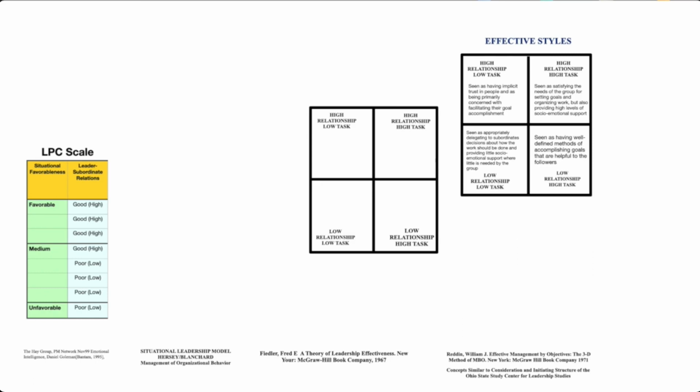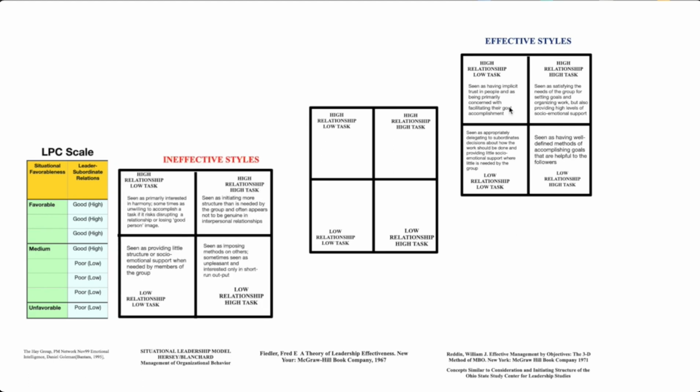narratives that was provided by Fiedler for us in the previous slide, showing what the low and high relationship, low and high task indicators are as seen by the individuals that are being led, by the leaders' co-workers, and by the leaders' supervisors. So you'll see up there as an example on low relationship, high task, one of the key indicators or the observations, if you will, is the leader is seen as having well-defined methods of accomplishing goals that are helpful to the follower.